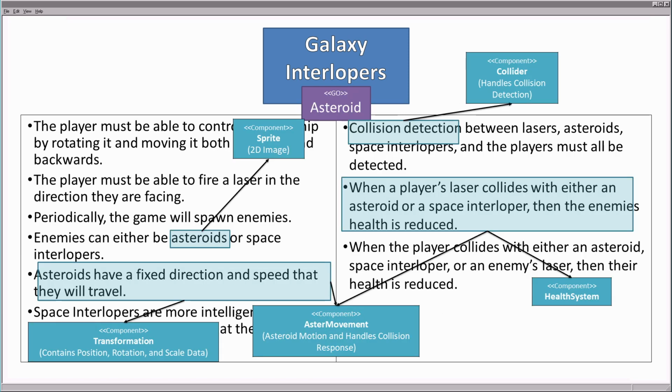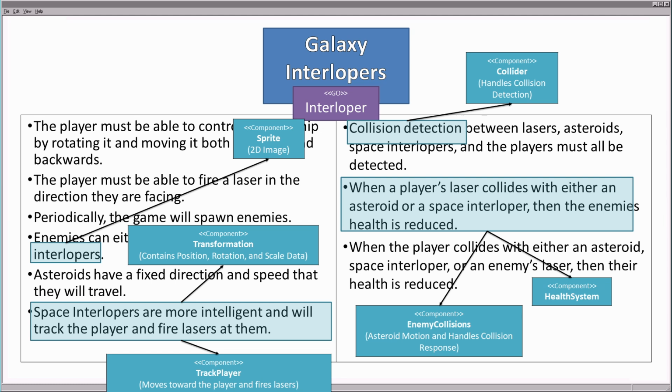So now we take a look at the actions related to the asteroid. Once again, we see that a transformation contains the position, rotation, and scale data. The collider handles the collision detection, and the sprite of the asteroid is used to draw the game object. We also note that it does have some unique components such as asteroid movement, which incorporates both the motion actions along with handling collisions. Interesting to note that much of this is very similar to the laser game object, except it has a health system, which is affected by the collision response.